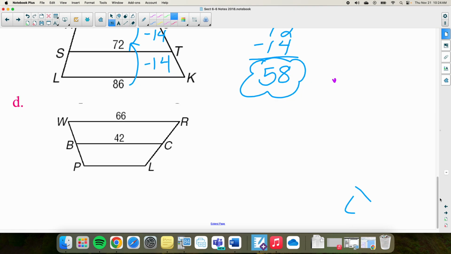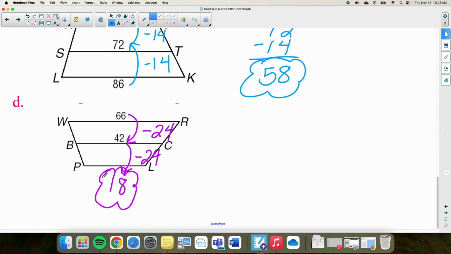Okay, then if we look at this last one again, we start at the base. So I would go to my base and look at what am I doing as I'm going down. I'm subtracting. 66 minus 24 would give me 42. And then I would subtract 24 again. 42 minus 24 is 18. So that would be my answer for that one.